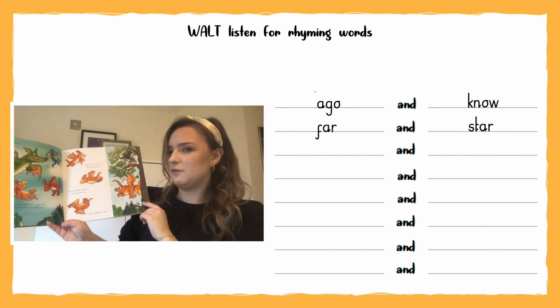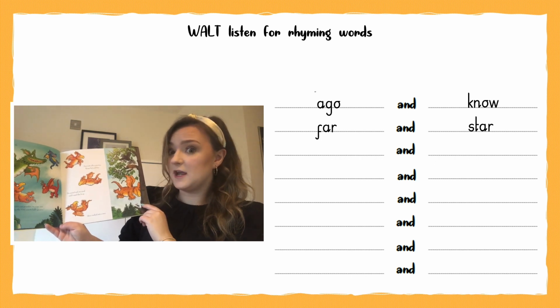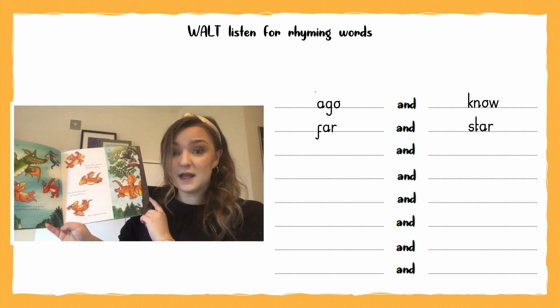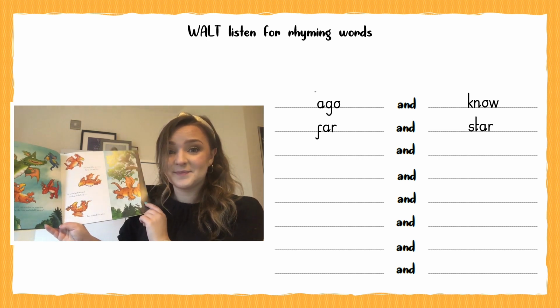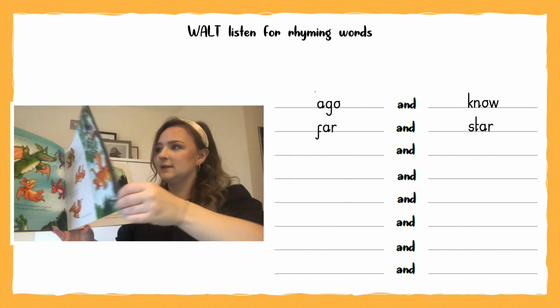Have a think, what words there rhyme? I spotted that free and tree rhyme. They both have that E sound at the end of them, don't they? So they're rhyming words. Well done if you spotted those. You can write those down on your worksheet. Right, let's do 2 more pages and see if we can spot any more.